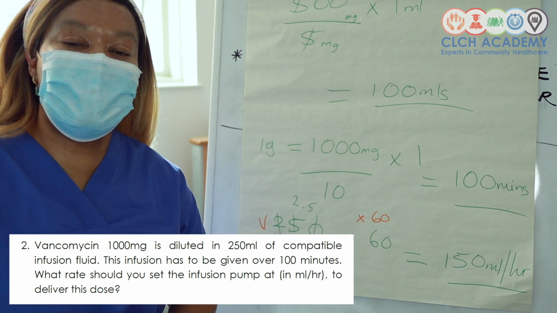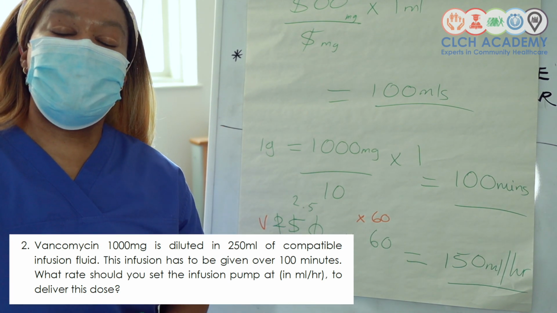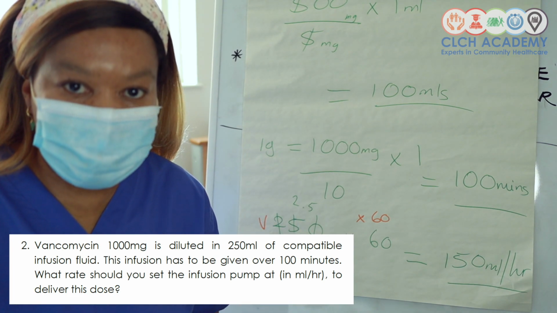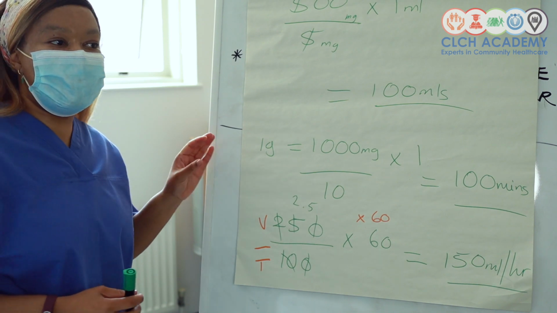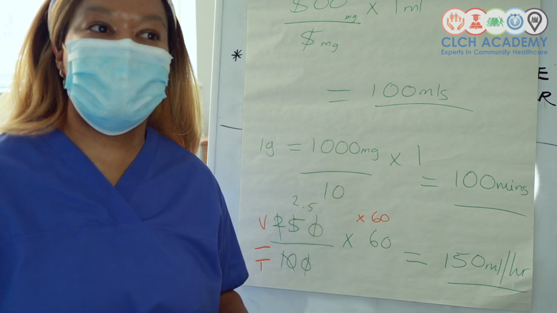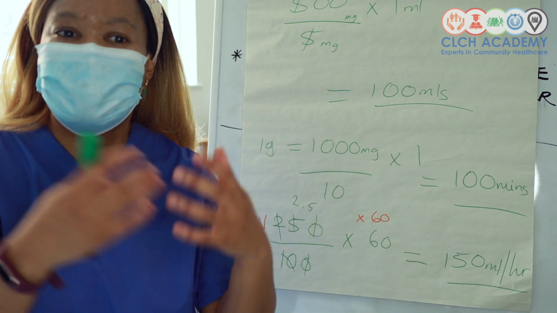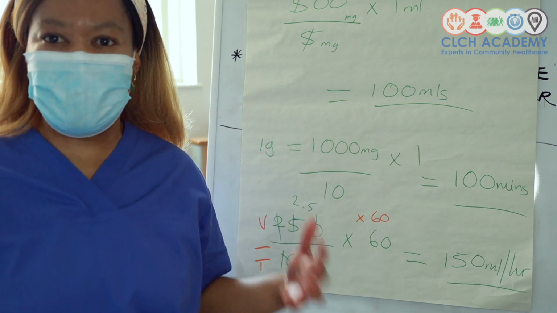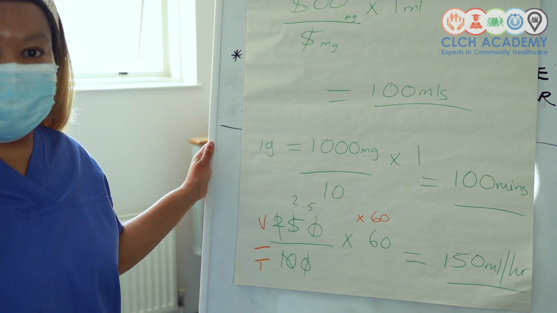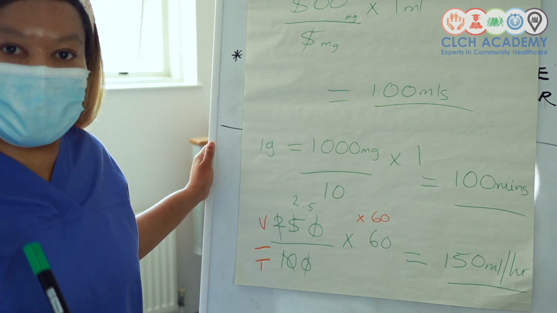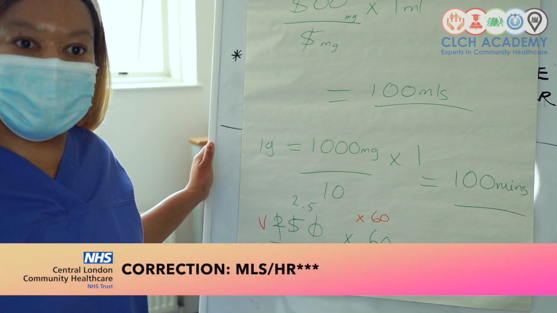The question now is a little bit different. What is your infusion rate in mils per hour? Take note, although I've given you a whole heap of information, there are some numbers that are irrelevant in that question. For instance, the 1,000 milligrams is irrelevant because we're not looking for milligrams per minute, we're looking for mils per minute.